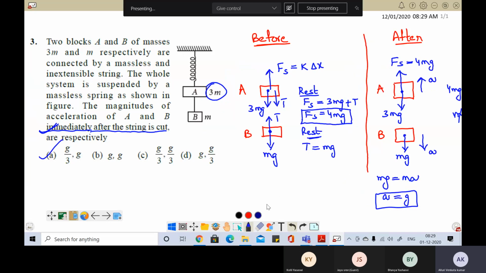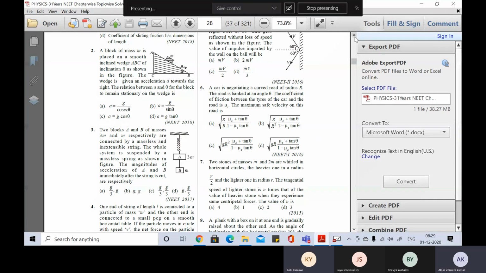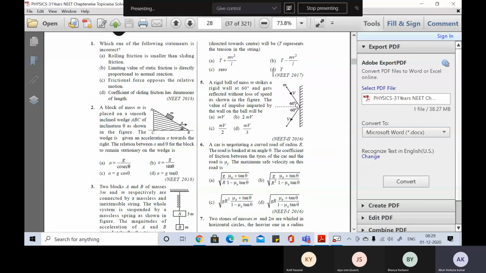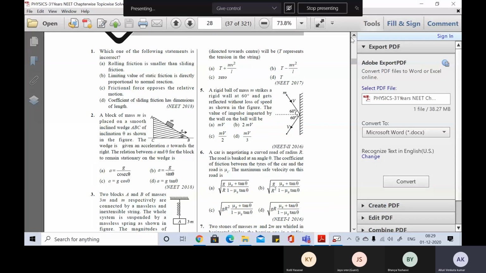Okay. Easy or difficult? Easy only, correct? Yes, sir. Okay. So now this is question 3. Now question 1, I don't know if you have finished or not. Let us try. Which one of the following statements is incorrect? Read the options.